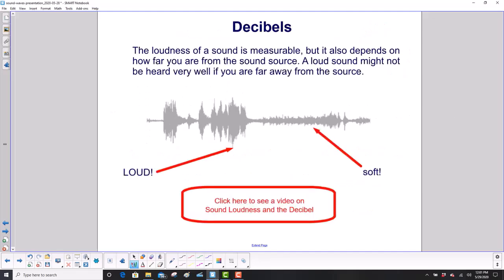The loudness of a sound is measurable. It also depends on how far you are from the sound source. A loud sound might not be heard very well if you're very far away. But for this graph, let's assume you're at the same place where the recording equipment took the data. In that case, over here, where the amplitude is the largest, that's where the sound is loudest, and that you'll hear it the loudest. Down here somewhere, it's the softest. And another video. Click here to see a video on sound loudness and the decibel, which is how you measure sound loudness. That's the unit we're going to use.